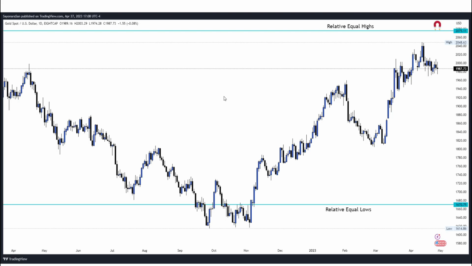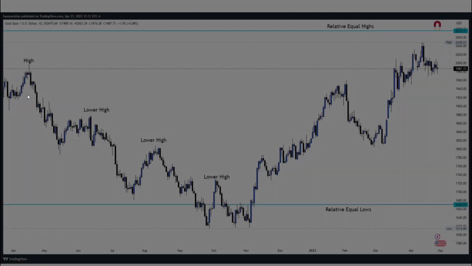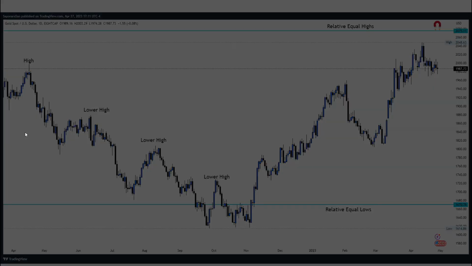So now, moving down from the weekly chart to the daily chart, we will attempt to form bias on how price would like to move throughout the week. Before breaking those relative equal lows, we could see that the price was steadily trailing downwards, and we can see that price is creating lower highs and lower lows.